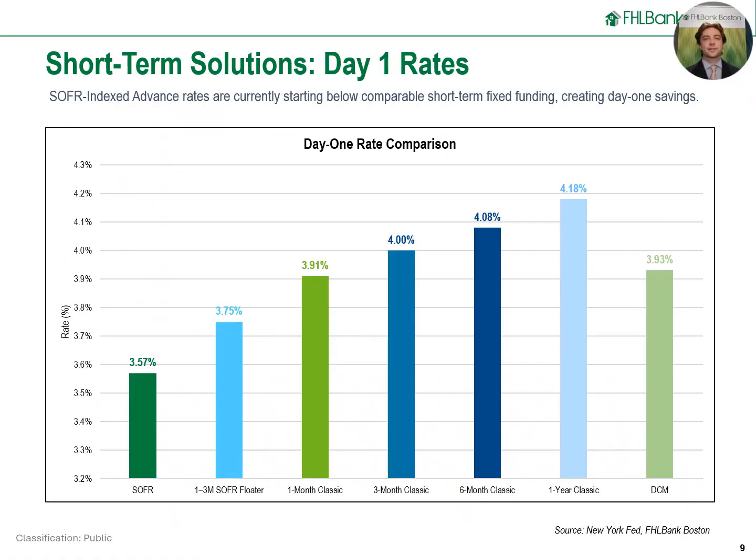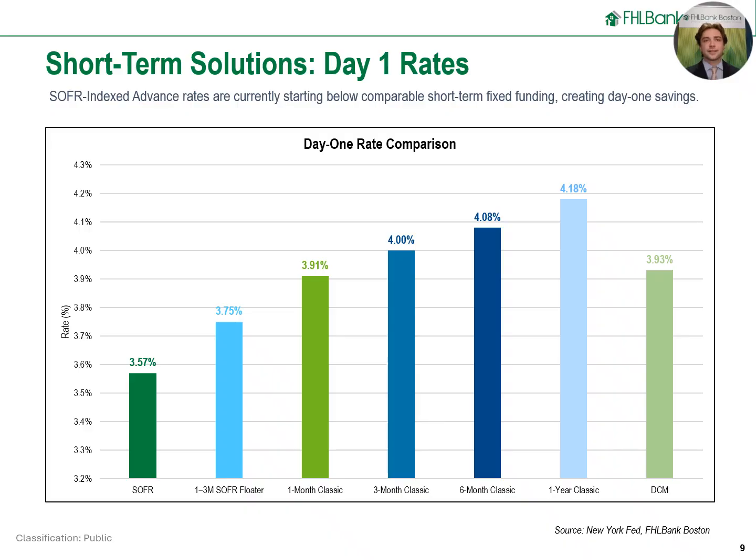To make this comparison concrete, we're using actual FHL Bank Boston and market pricing. In the rate snapshot underlying the analysis, SOFR was 3.57%, and the 1 to 3 month SOFR indexed advance started at 3.75%. For reference, these rates are from July 20, 2026. That compares with 3.91% for a 1 month classic, 4% for a 3 month, 4.08% for a 6 month, and 4.18% for the 1 year classic, as well as 3.93% for DCM.